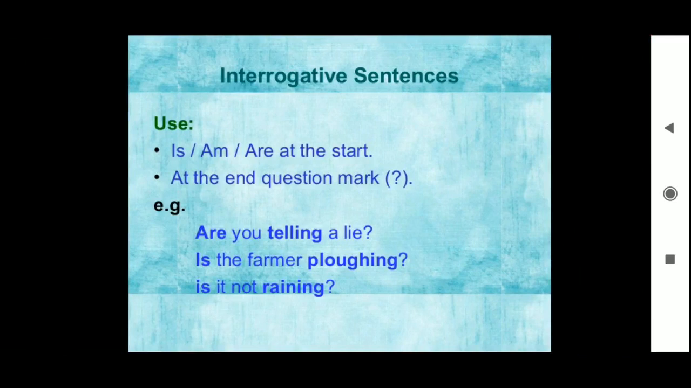Come to the interrogative sentences. We use is, am, are at the start, and at the end, a question mark. For example, you can see here, are you telling a lie? Is the farmer plowing? Is it not raining? It means that to make the sentence interrogative, we use is, am, are at the start or in the beginning of the sentence.